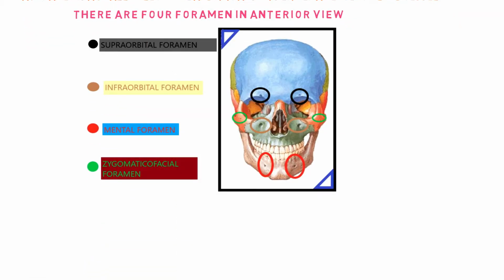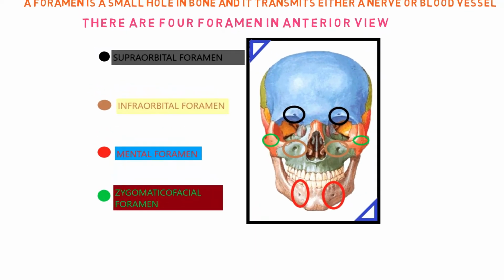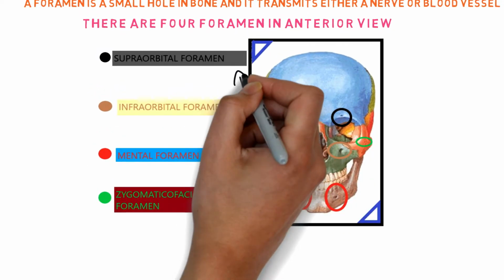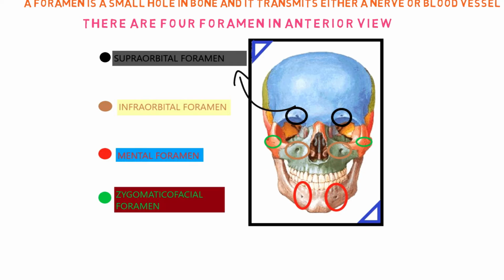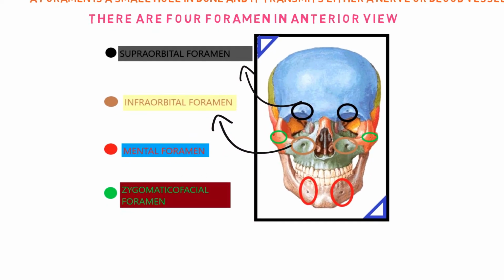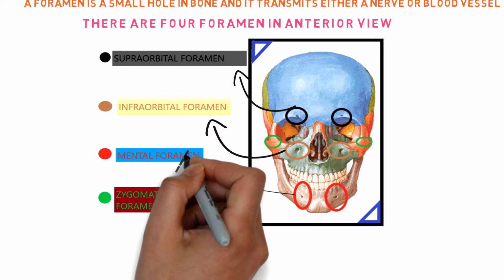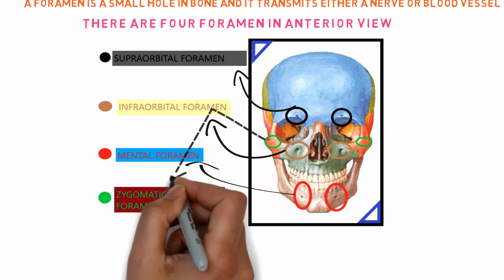Watch the diagram carefully and note the colored circles. The black circle shows the supraorbital foramen. The light brown circle shows the infraorbital foramen. The red circle shows the mental foramen. And the green circle shows the zygomaticofacial foramen.